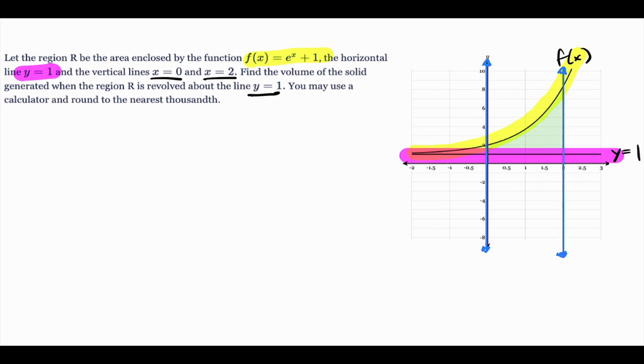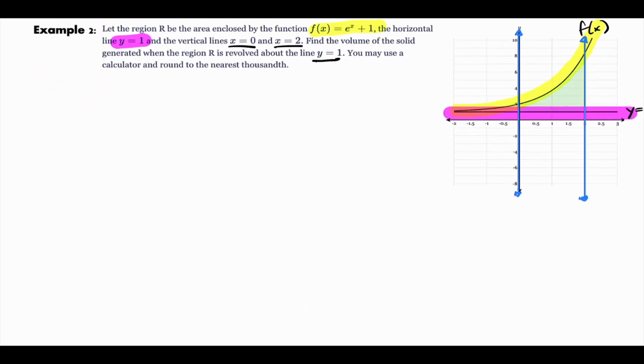Okay. This guy is being revolved around the pink. So if it's being revolved around the pink, it's going to go this way. All right. Same as last time. It's going to be dx. Pi squared dx.